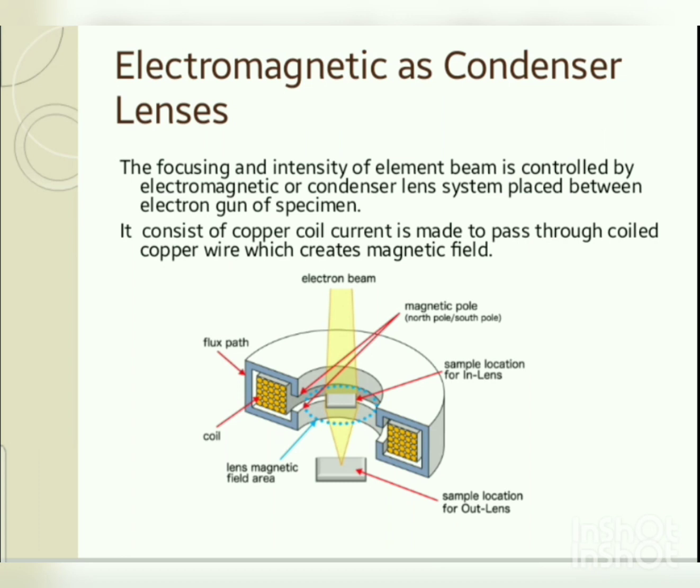And the second instrument is the electromagnetic condenser lens. The focusing and the intensity of the electron beam is controlled by an electromagnetic or condenser lens system placed between the electron gun and the specimen. It consists of a copper coil. Current is made to pass through the copper coil, which creates a magnetic field. So this is nothing but just a copper coil in which current is regularly flowing through it, which generates a magnetic field.